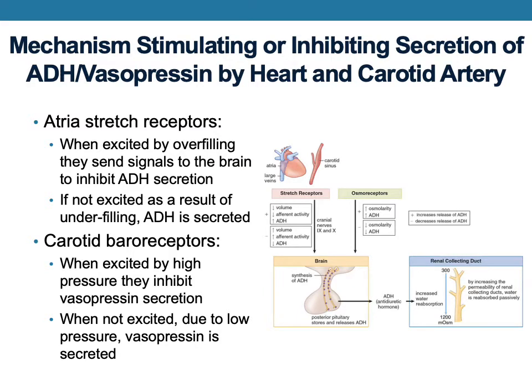When baroreceptors in the carotid arteries are excited by high blood pressure, they inhibit vasopressin secretion. However, if the carotid artery baroreceptors are not excited due to low pressure, they send signals to the hypothalamus to have the posterior pituitary secrete vasopressin.